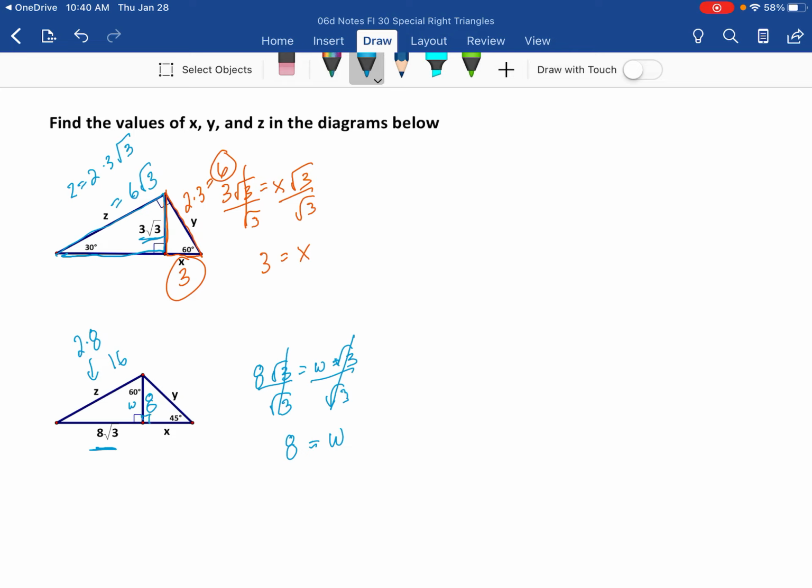In this case, I have a 45, 45, 90. This is an isosceles right triangle. If this is 8, then this also has to be 8. And if you remember, in a 45, 45, 90, the hypotenuse is equal to your leg times radical 2. So my hypotenuse in this case is going to be 8 radical 2.